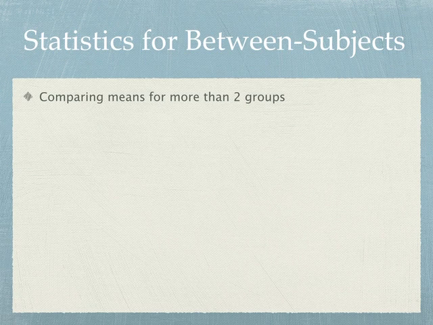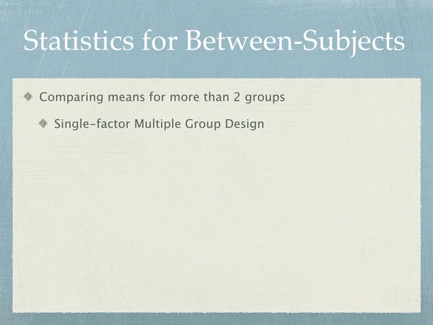When you're comparing means for more than 2 groups, we have what we call a single factor multiple group design. It's important to know this now: factor just means independent variable. So we have one independent variable that has multiple groups. We have multiple levels of one independent variable. So from our drug dose picture from before, we're looking at A, C, and E. We've got all 3 of those groups. We have one independent variable, which is drug dosage, and we have 3 different levels of drug dosage.